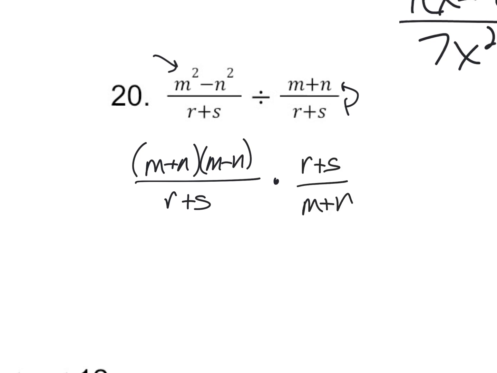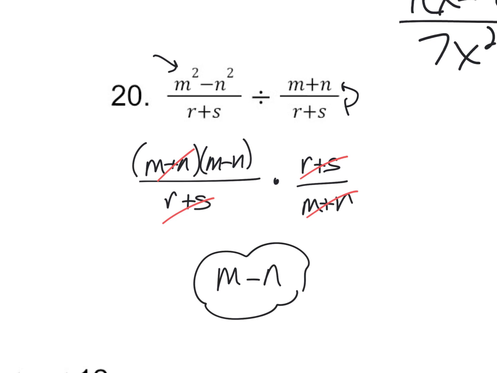And again, I'm looking for factors I can cancel. R plus s is out of here. M plus n's out of here. The only thing that leaves is an m minus n in my numerator. So there's my answer right there. M minus n. Not too bad.